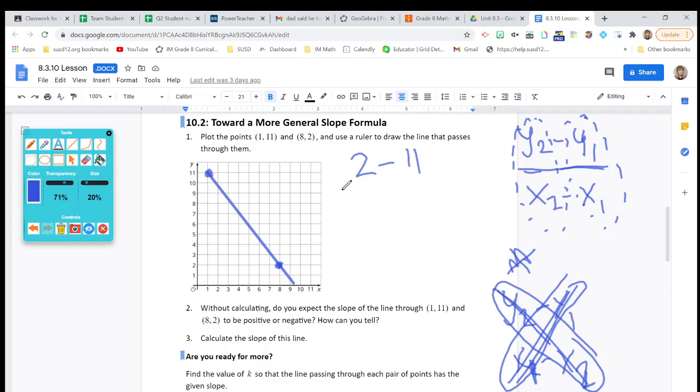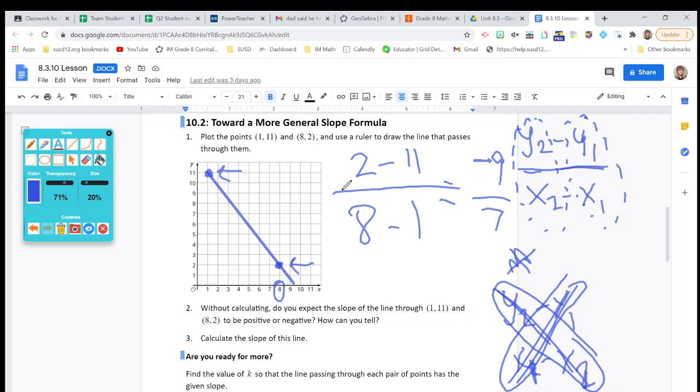So as I was saying, we're going to go from y2, which is from here, to y11. So 2 minus 11, and then the change in x is going to be 8 minus 1. And look what it gives you. 2 minus 11 is negative 9. So the 9 is the same, but the negative is different. And 8 minus 1 is 7.